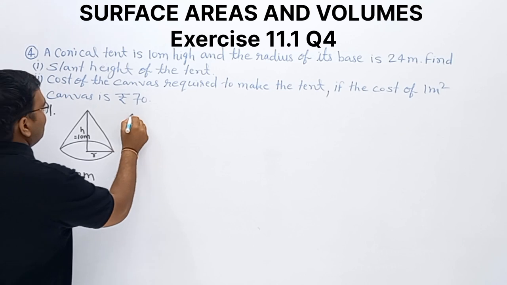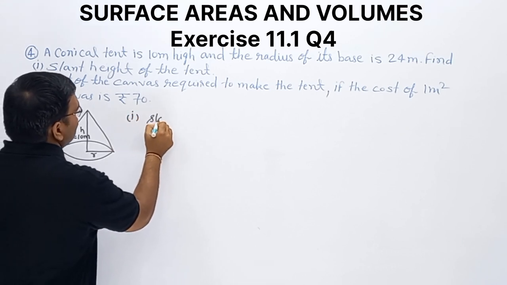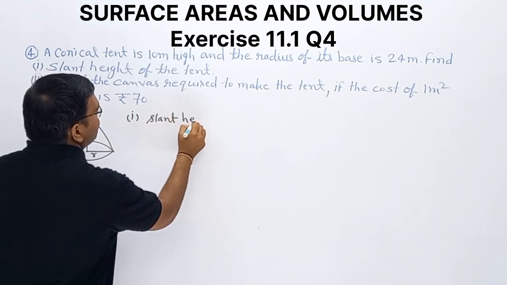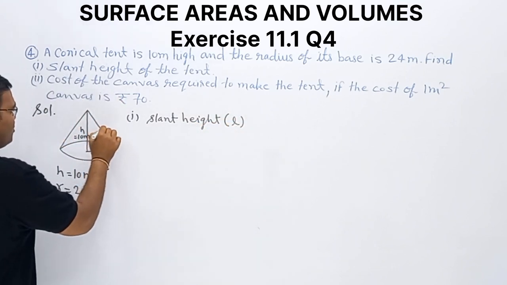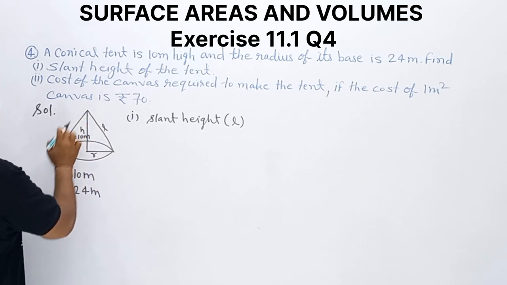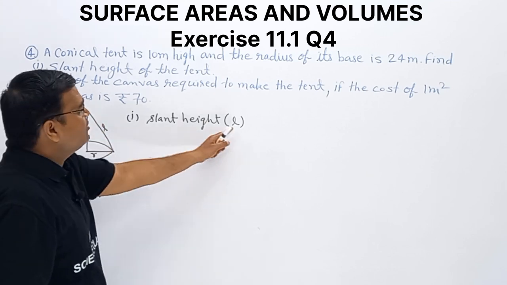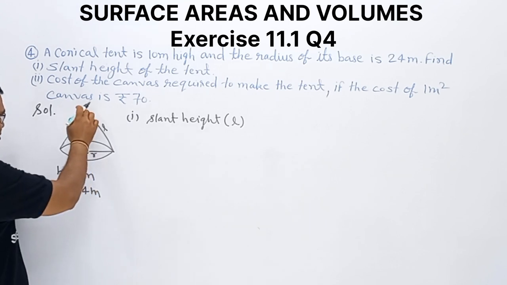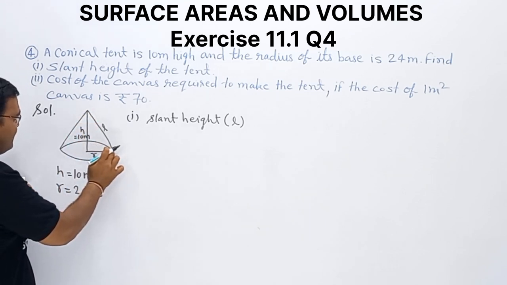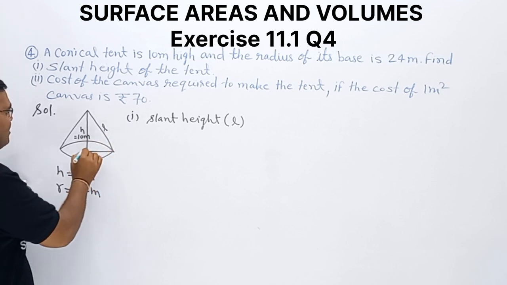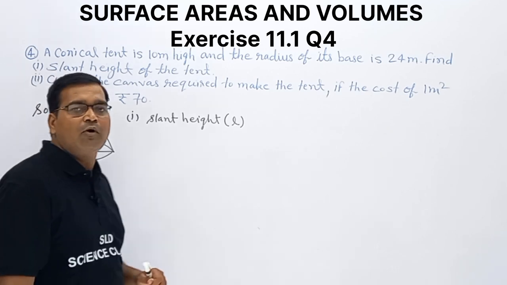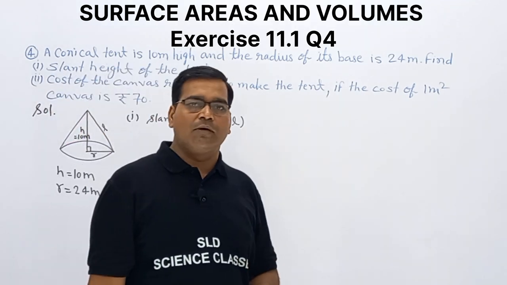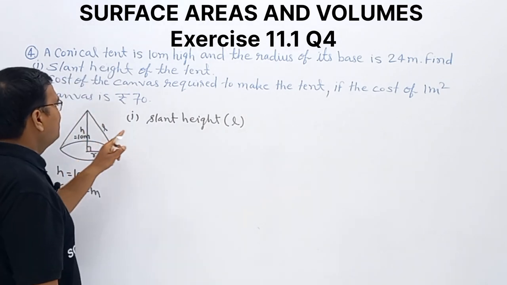Now for question number 1, we require the slant height. Slant height is denoted by L. This and this, these are the slant height. Once we are having the height, the base, and this one, it is a right angle triangle, this is 90 degree, and once we are having a right triangle, then we can apply the Pythagoras theorem.